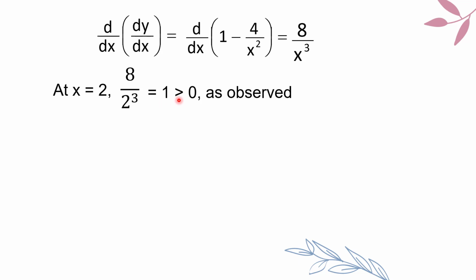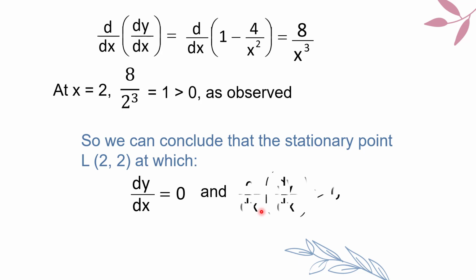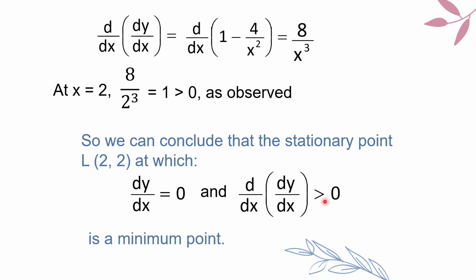And this is greater than 0. So, as we observe, the second derivative is positive. And for that, we can conclude that the stationary point L(2, 2), at which dy/dx equals 0 and the second derivative is positive, is a minimum point.